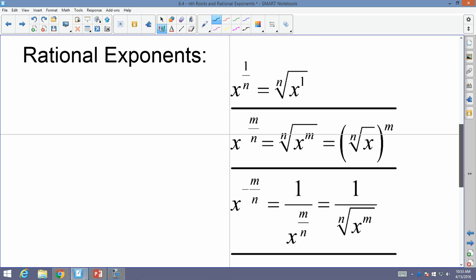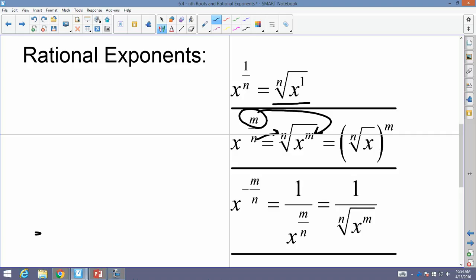Now, for rational exponents, that was the general form, but you know that I like to be complete. So you have to know how to go from one to the other backwards and forwards. So when I have x to the 1 over n, that's the nth root of x to the 1 power. If I have x to the m over n, assuming that m is something other than 1, that's going to be the nth root of x to the m power. Remember, this numerator is the exponent inside of the radicand. This denominator is the index.